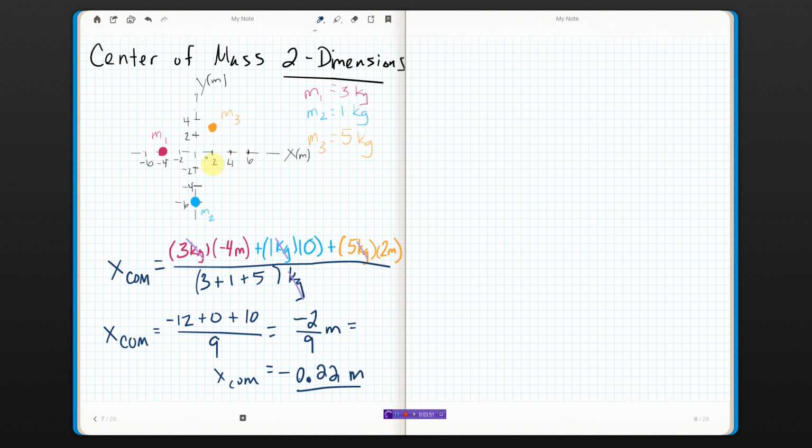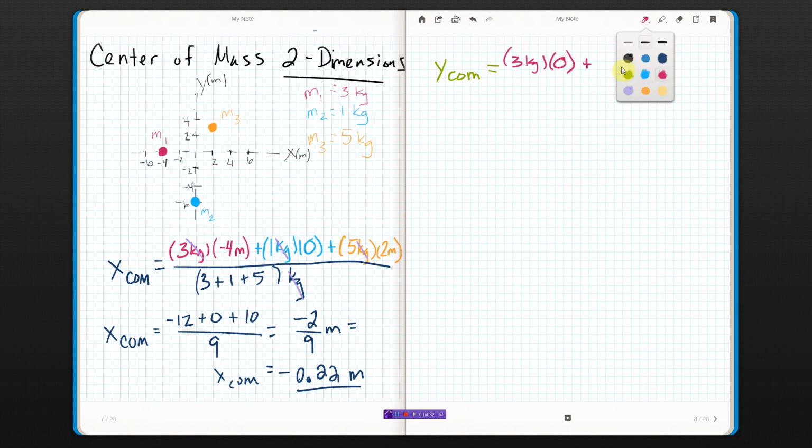So I know that the center of mass is somewhere at about -0.22, would be right about here. It's somewhere on a line that goes right here. But to figure out where else it goes, I need the y component. The y component is the same process, you just change everything to y's. So the position in the y direction of the center of mass equals the mass of m1, which is 3 kilograms, times the y coordinate of m1. Notice this is on the x-axis, so the y coordinate of m1 is 0.